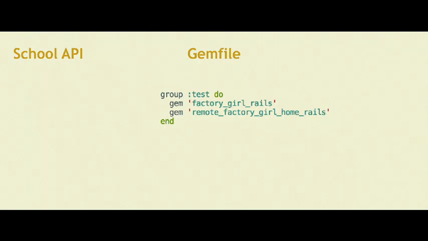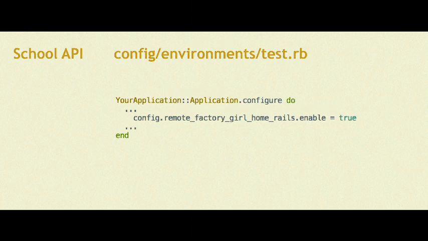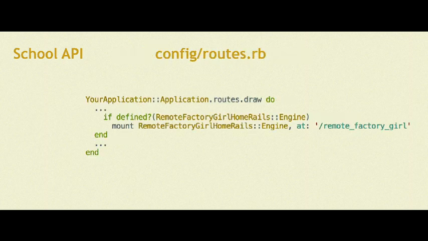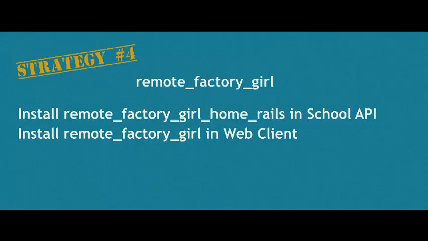So how do we do that? We install Remote Factory Girl Home Rails in the school API, so you put it in the Gemfile. Factory Girl has to be installed too. This is the school API application. You have to explicitly enable it in the environment in which you want it to run, and this is probably the same group that you included in the Gemfile. And then you have to add a route so that Remote Factory Girl can communicate with us, and we're adding an endpoint called Remote Factory Girl.